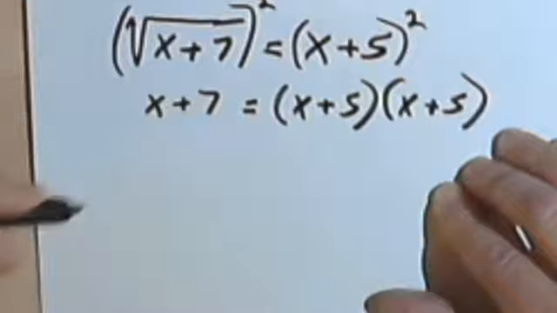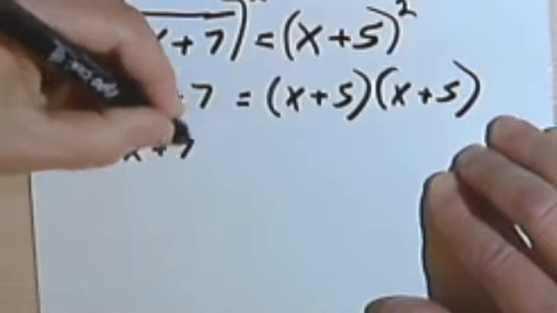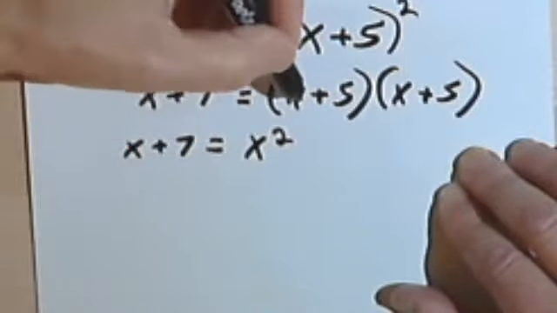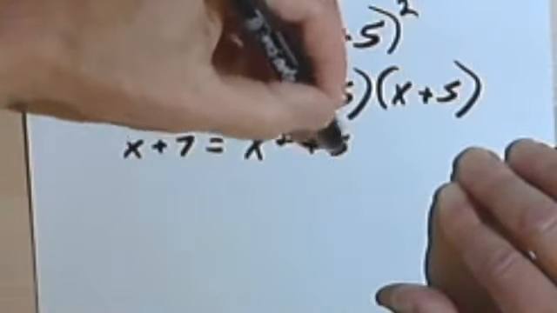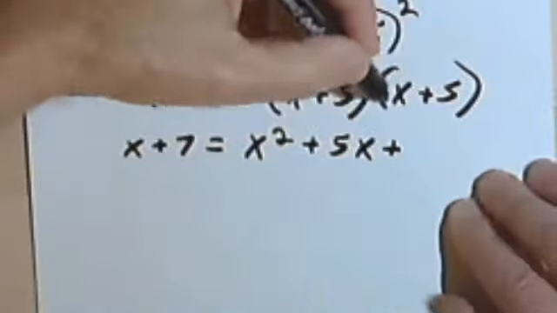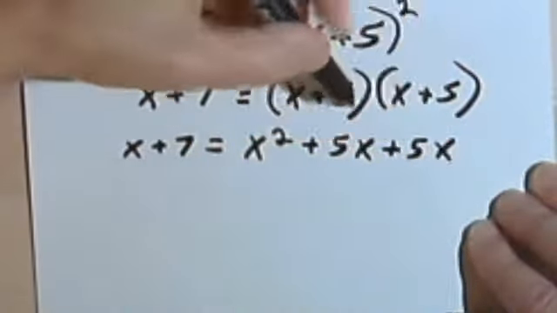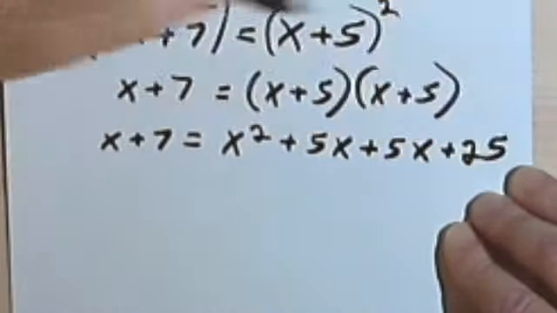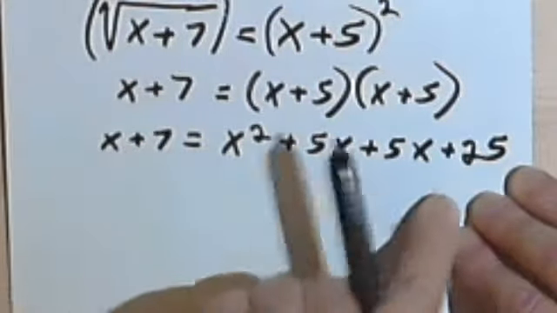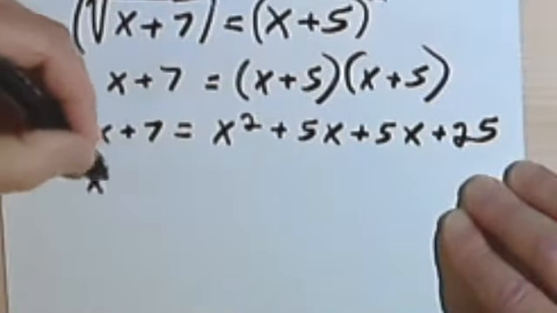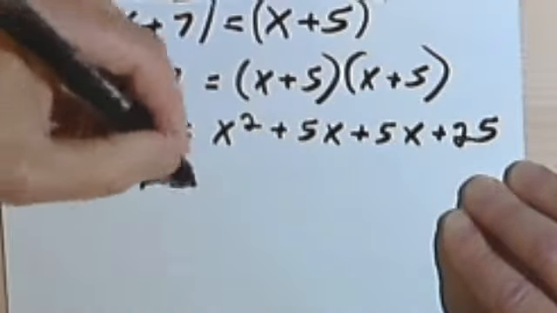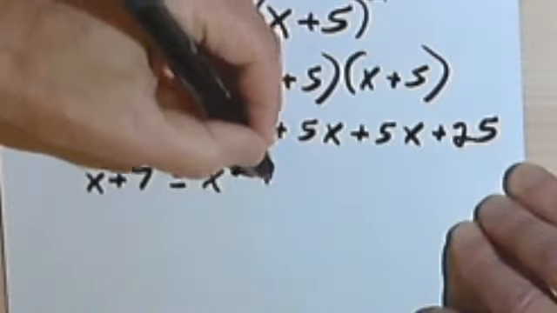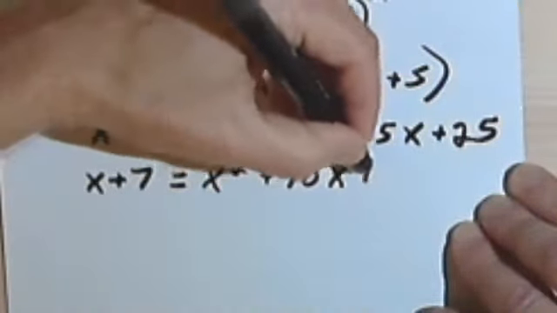I want to multiply this out, so I'll have x plus 7 equals, let's see, x times x is x squared. X times 5 will give me a 5x. I've got 5 times x, so that's another 5x. And then I've got 5 times 5, 25. I'll collect all my terms over on the right side. So I've got x plus 7 equals x squared, 5x plus 5x will give me 10x plus 25.